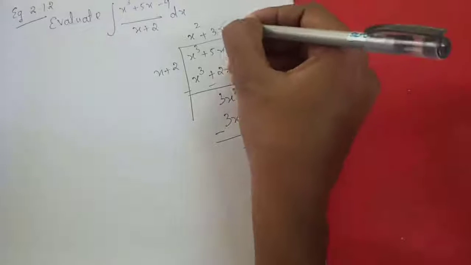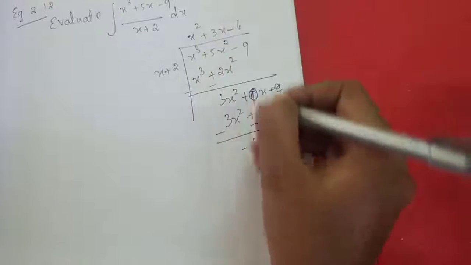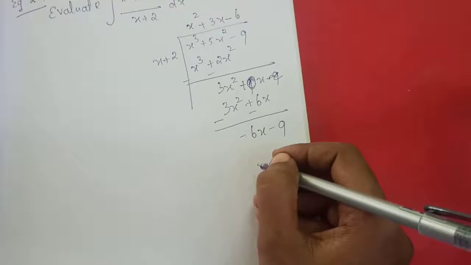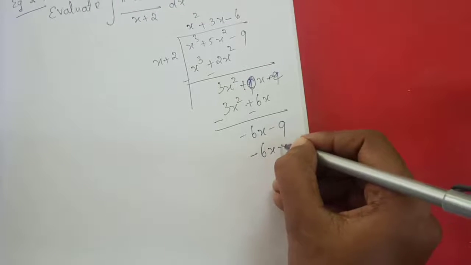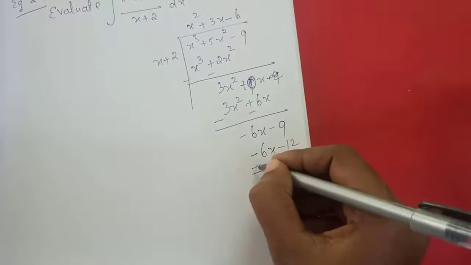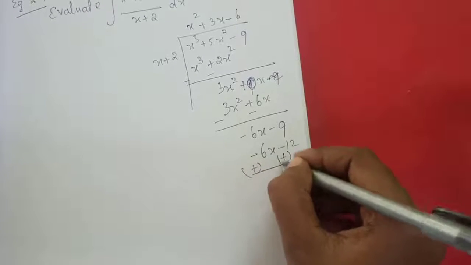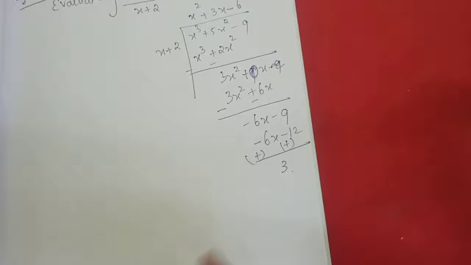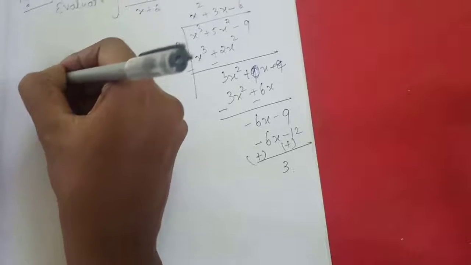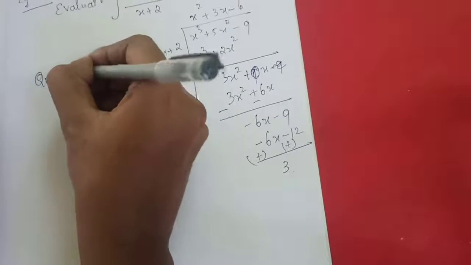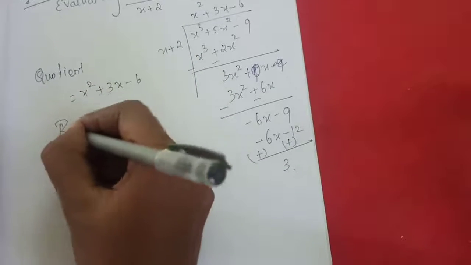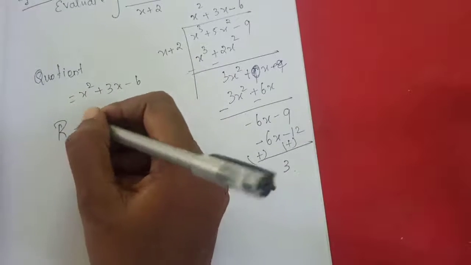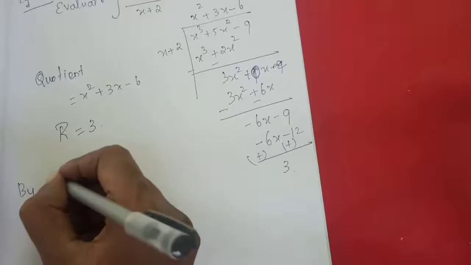So next, how much will you get if you give for minus 6? So minus 6x plus, sorry, minus 12. If you change the symbol, plus. So you will get 3. Is it right? So what is the quotient here? Quotient is equal to x square plus 3x minus 6. What's the remainder? 3 is the remainder. Okay, by simple division we got this answer.